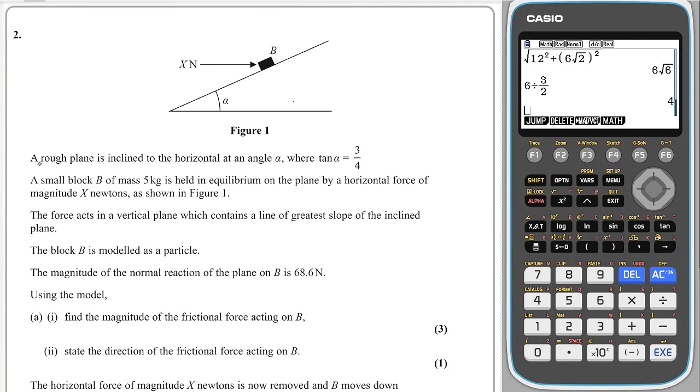Okay, question 2 says that we are on a rough plane, which means there'll be friction, and it also says that tan alpha is 3 over 4. So I'm going to start by drawing a quick diagram here. Alpha, tan is opposite over the adjacent, and by Pythagoras that will be 5. So that tells us that cos of alpha is equal to 4 over 5 and sine of alpha is equal to 3 over 5. Okay, some of the forces, we've got mass, we've got this X newtons, and we've also got the reaction force of 68.6.